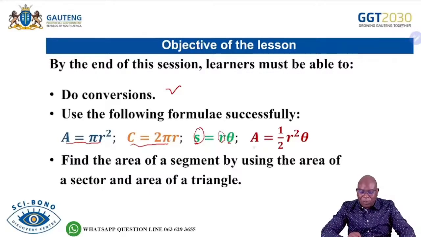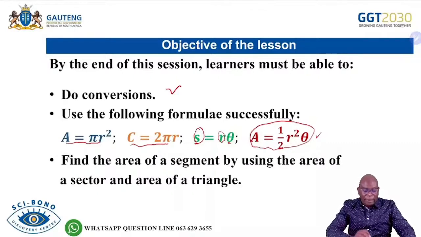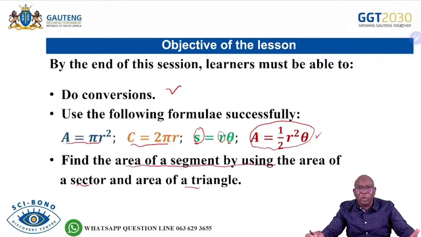The next formula is for the area of the sector. This is the formula that we're going to use for the area of the sector. There's another one that we're going to show when we're doing the activities. The last one is finding the area of the segment by using the area of the sector and the area of the triangle. That's also one of the things that we're going to be doing. So how do you find the area of the whole segment? By finding the area of the sector and the area of the triangle. So these are some of the things that we need to know.